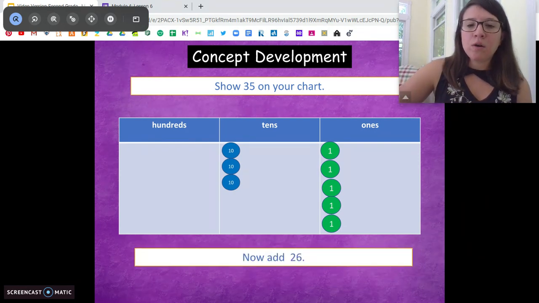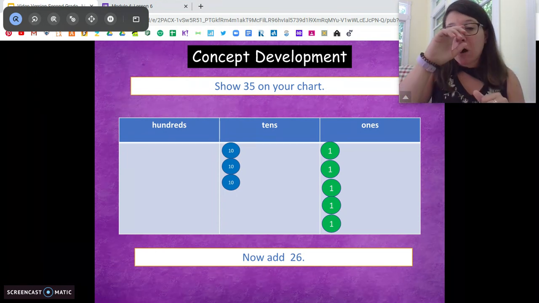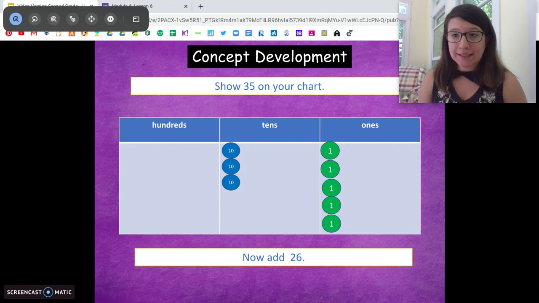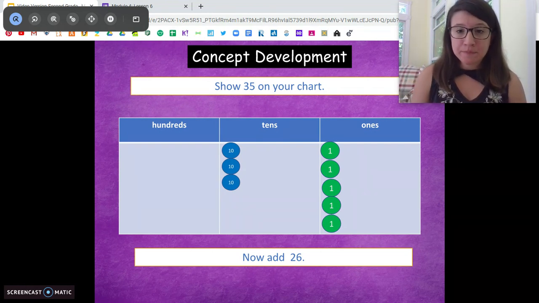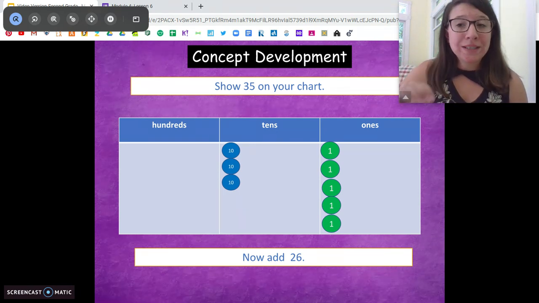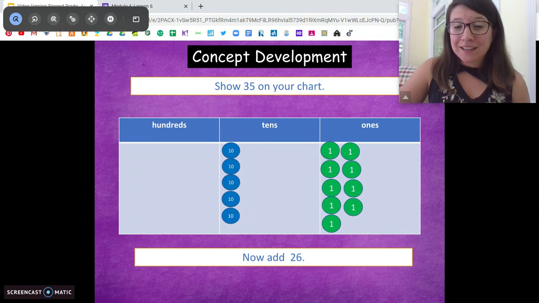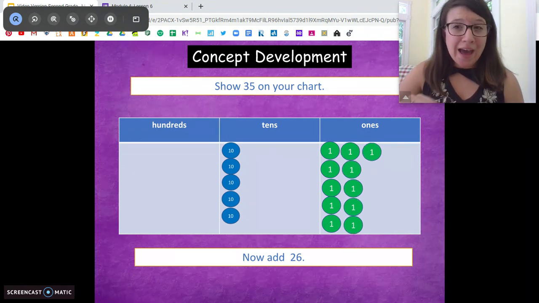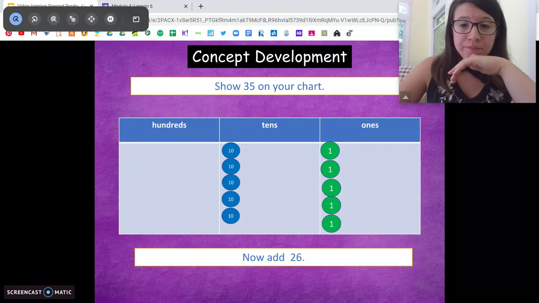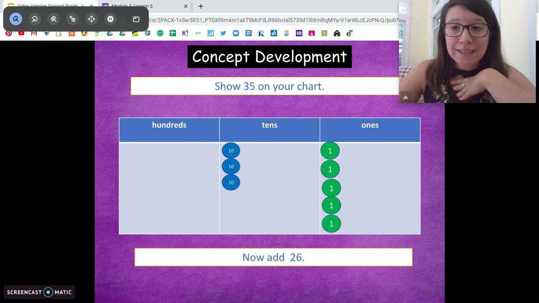Good. Now, we're going to add 26. So keep the 35 on there, add 26. Pause, add 26. Okay. Don't add 26 1s. You're going to add 2 10s plus 6 extra 1s. If you added the 26 1s, start over. Start with 35. And then you're going to add 26.